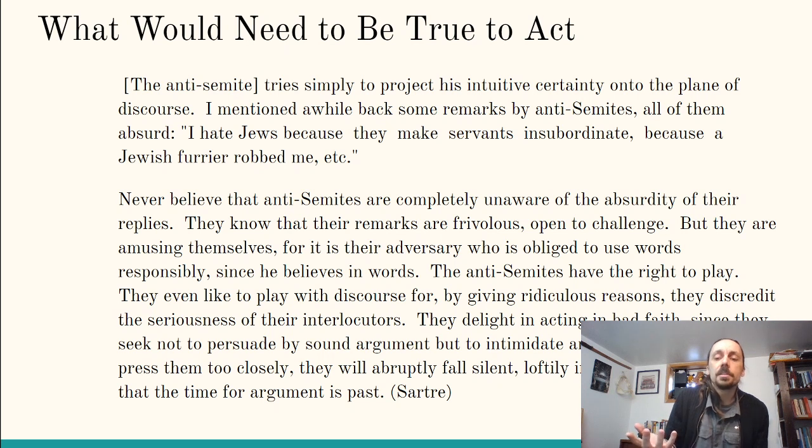If you give ridiculous reasons, you discredit the seriousness of your interlocutor. They delight in acting in bad faith, since they seek not to persuade by sound argument, but to intimidate and disconcert. If you press them too closely, they will fall silent, indicating by some phrase that the time for argument is past.